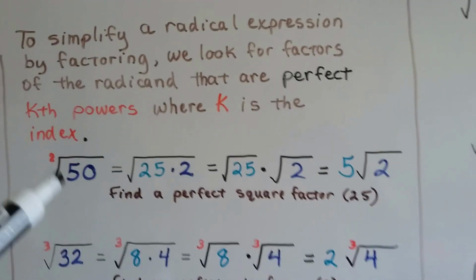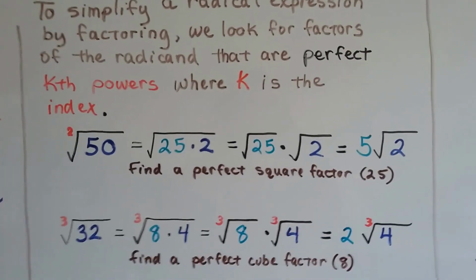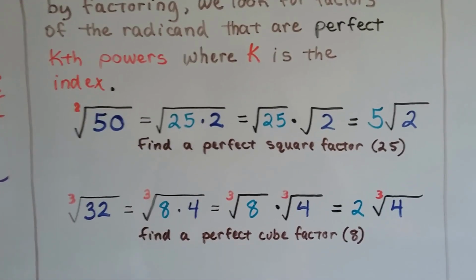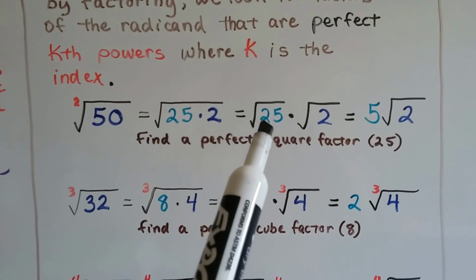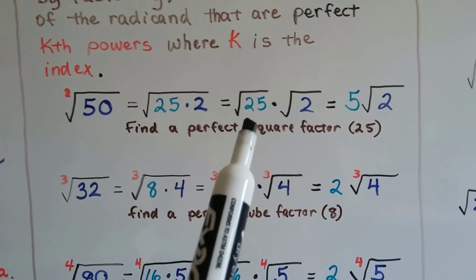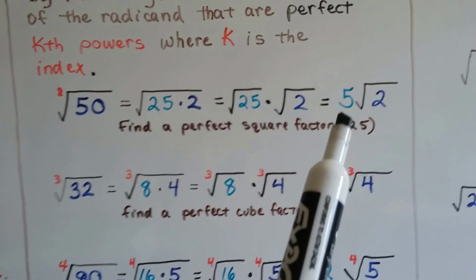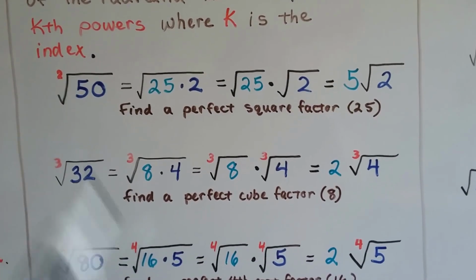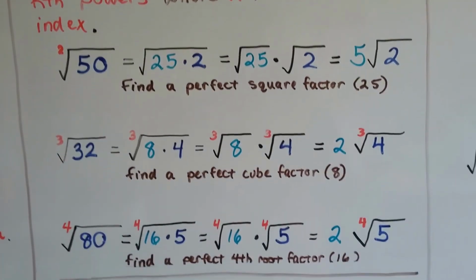So the square root of 50, we can find a perfect square factor, 25, and do the square root of 25 times 2. That's the square root of 25 times the square root of 2. And the square root of 25 is a 5. We put it in front of the radical symbol, and we get 5 times the square root of 2, and that's going to equal that square root of 50. See how we did that?